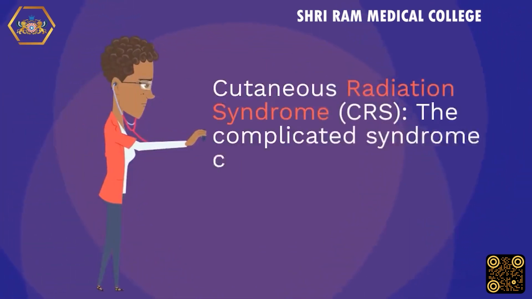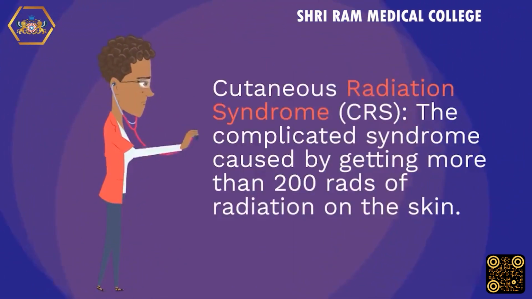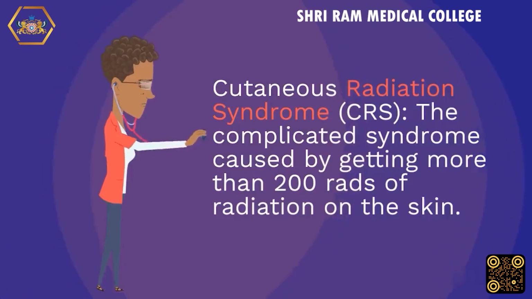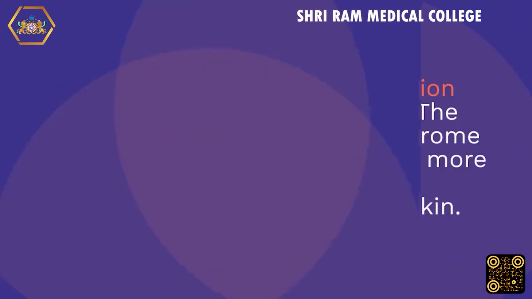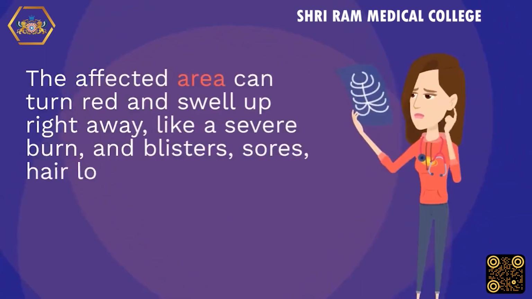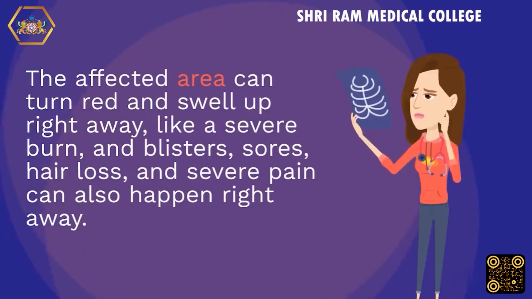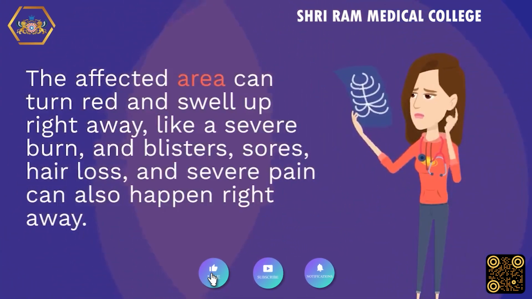Cutaneous Radiation Syndrome, CRS, the complicated syndrome caused by getting more than 200 rads of radiation on the skin. The affected area can turn red and swell up right away, like a severe burn, and blisters, sores, hair loss, and severe pain can also happen right away.